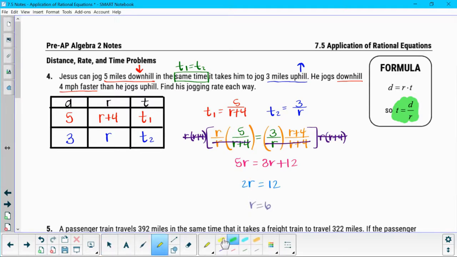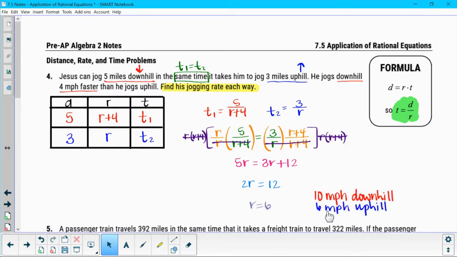Now, don't forget in the end that you have to actually answer the question. It wants his jogging rate each way. So R is equal to 6. So that means uphill he's going 6 miles per hour, and his rate when he's going downhill is R plus 4. That means he's going 10 miles per hour when he is jogging downhill.